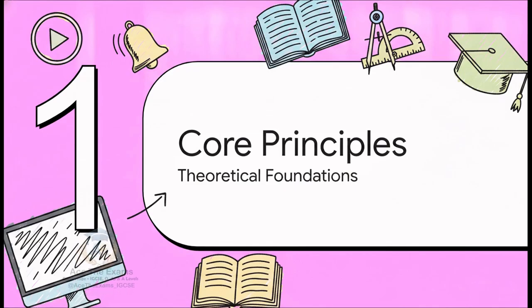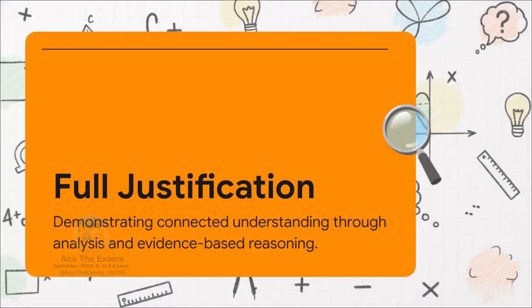Let's look at the theoretical foundations of what Cambridge actually expects from you. So what is full justification? The official definition is about demonstrating connected conceptual understanding through systematic analysis and evidence-based reasoning that is transferable to unfamiliar contexts. Okay, that's a lot of academic jargon. What does that actually mean for you sitting in the exam hall? It means Cambridge wants to see mastery of fundamental principles, not just isolated mathematical facts memorized from a textbook.